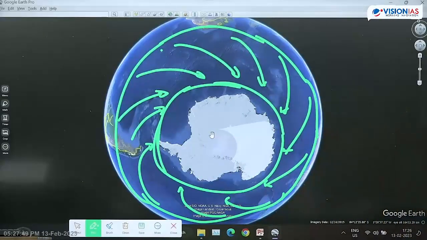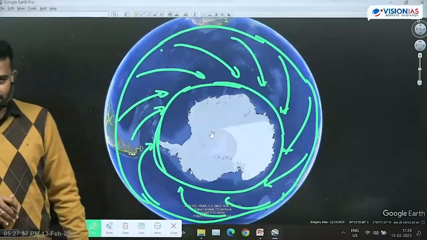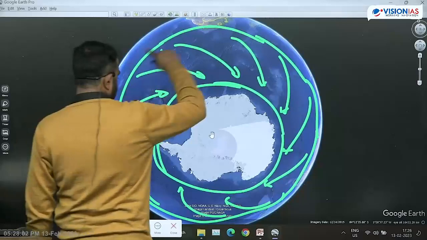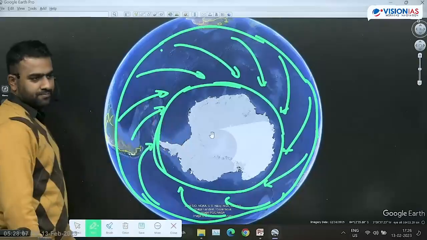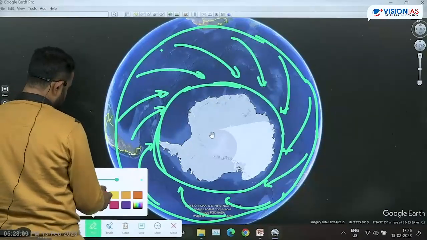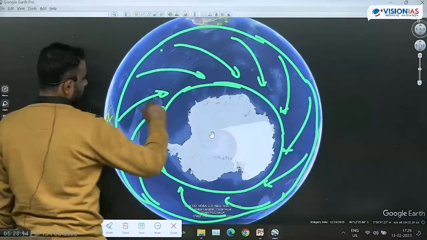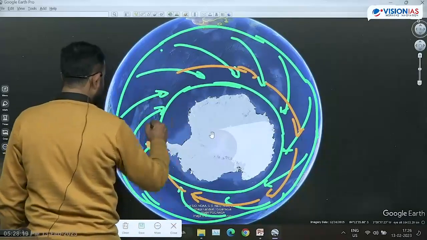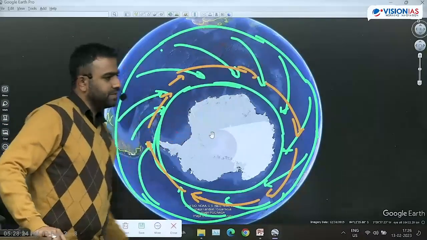So these westerlies continuously blow because there is no obstruction here. There is no land mass here. That is why they are called the roaring 40s, furious 50s, and screaming 60s. Because of the continuous movement of westerlies around this, it will also push the water in the same direction, and because of this, there is a generation of a current which continuously circulates the continent of Antarctica like this.